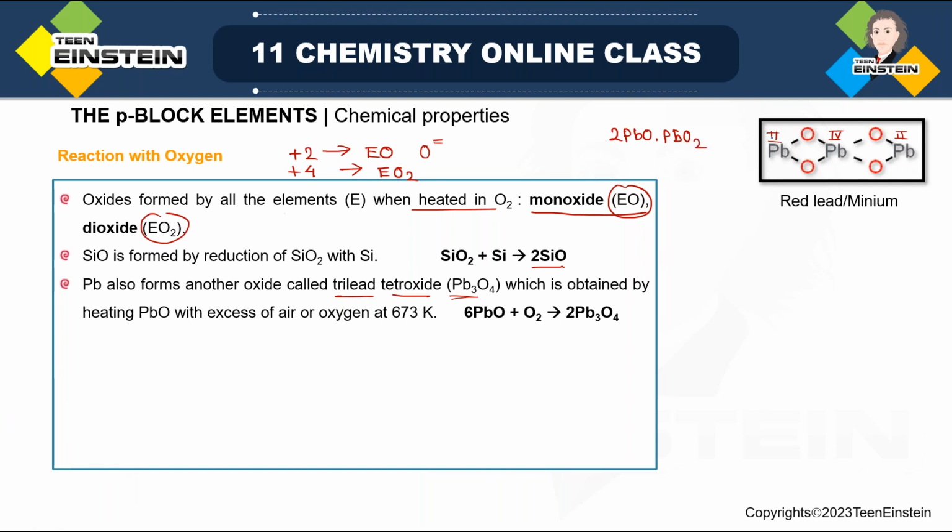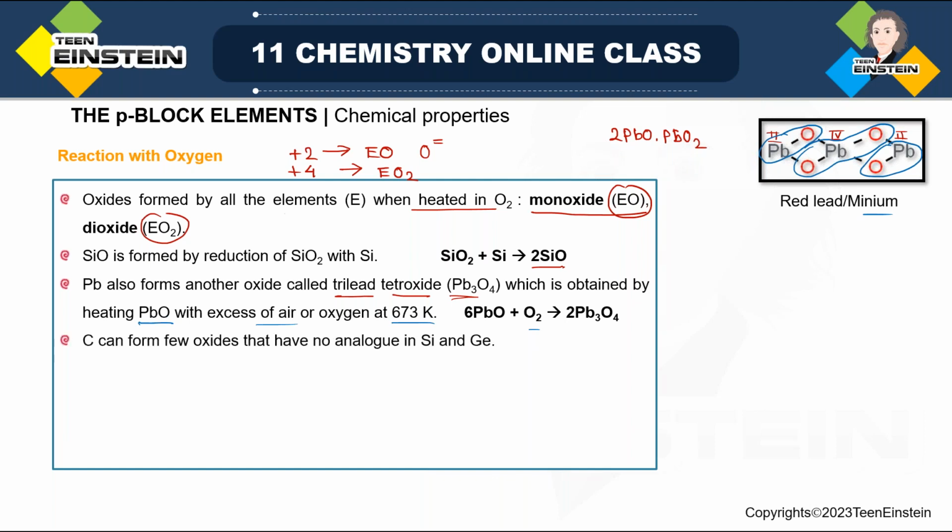So how are we getting it? Suppose you consider these two parts as PbO with the 2+ state, and this part as PbO2. It is called red lead or minium. That is how we can prepare it: it is obtained by heating lead monoxide PbO with excess air or oxygen at a temperature of 673 Kelvin. So 6PbO reacting with 1 O2 gives 2Pb3O4, tri-lead tetroxide. It is also reddish orange in color.